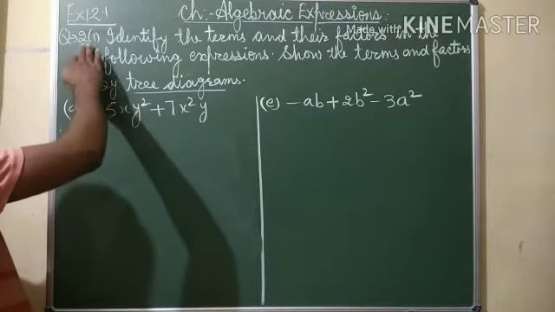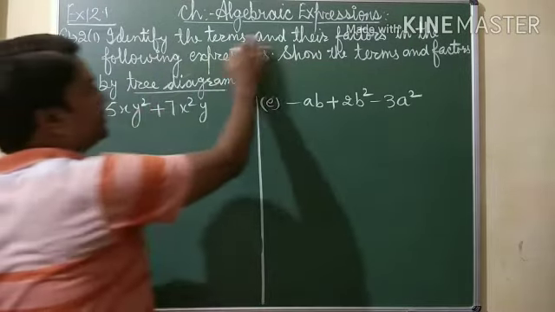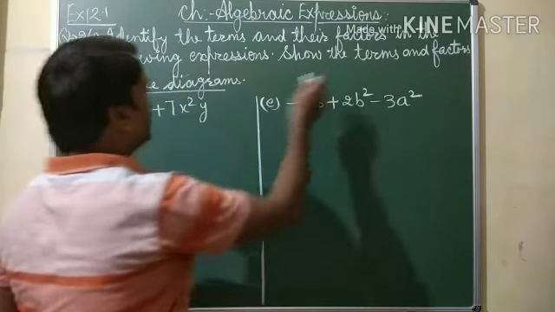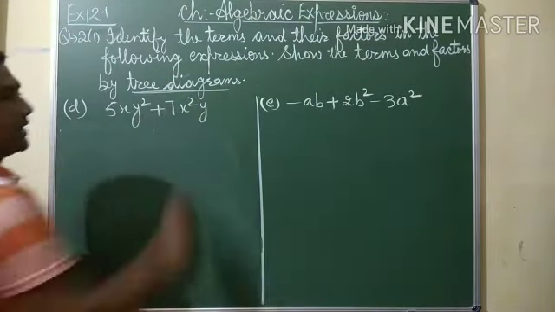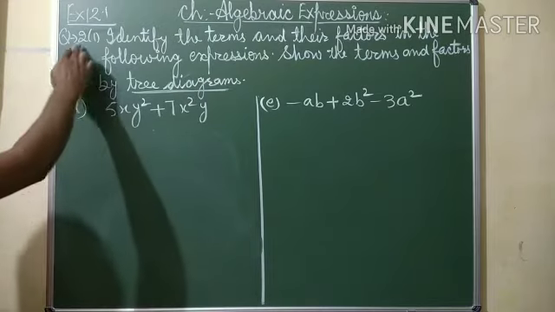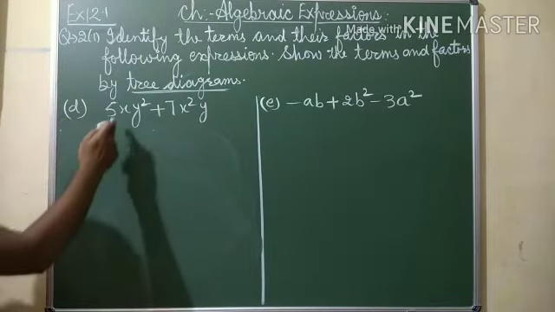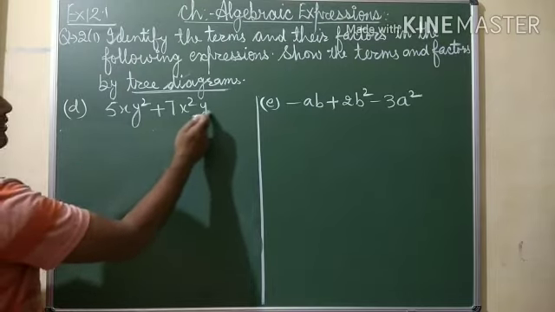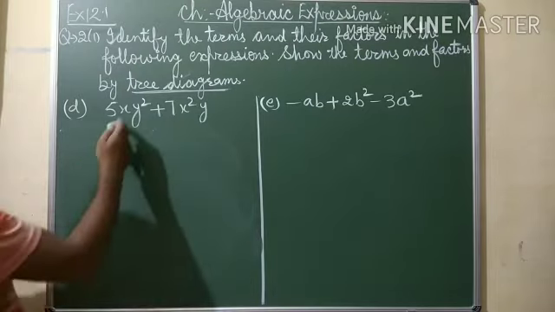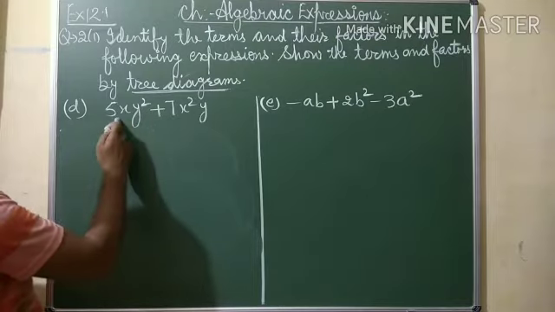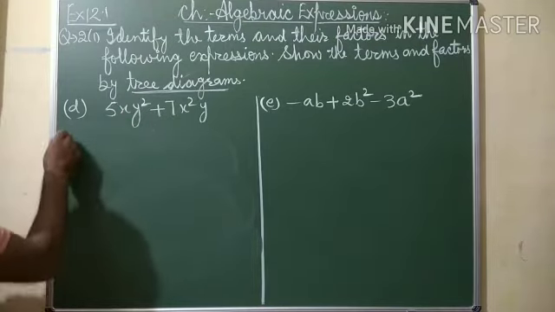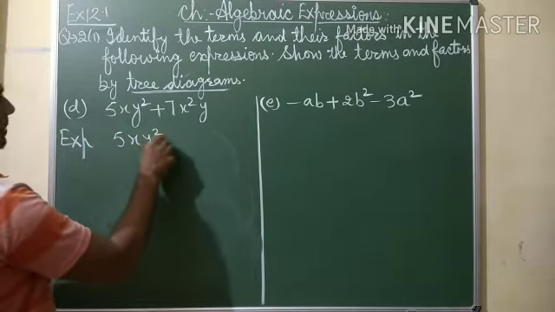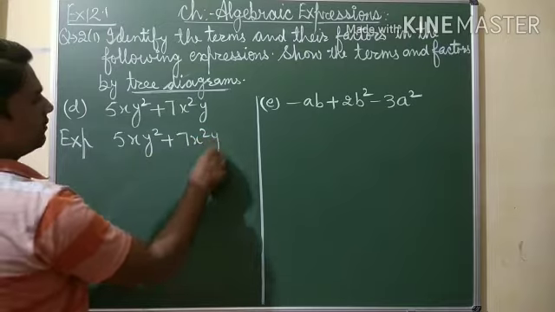Next is question number 2, first part. Identify the terms and their factors in the following expressions. Show the terms and factors by tree diagrams. So first we have question number 2, 1, D part. The given algebraic expression be 5xy square plus 7x square y. Now to show the terms and factors by tree diagram, first of all write here expression 5xy square plus 7x square y.